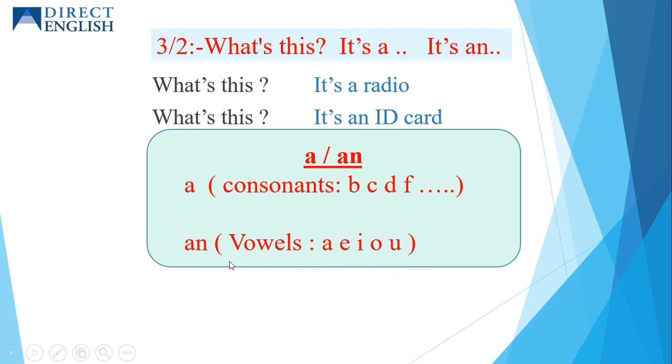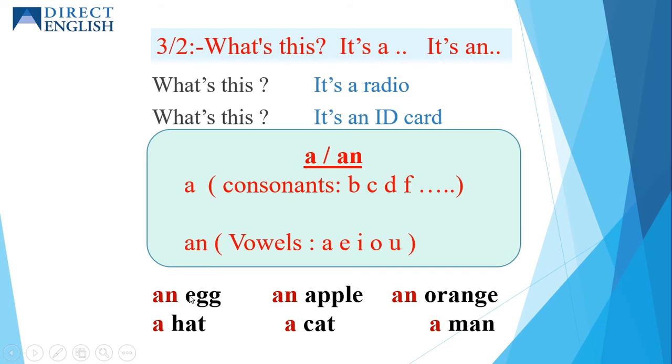What are the vowels? 5. A, E, I, O, U. What are the consonants? The rest of the letters. B, C, D, etc. Let's have some more examples. For example, look here. An egg. Why do we use an here? Because we have E. E is a vowel.